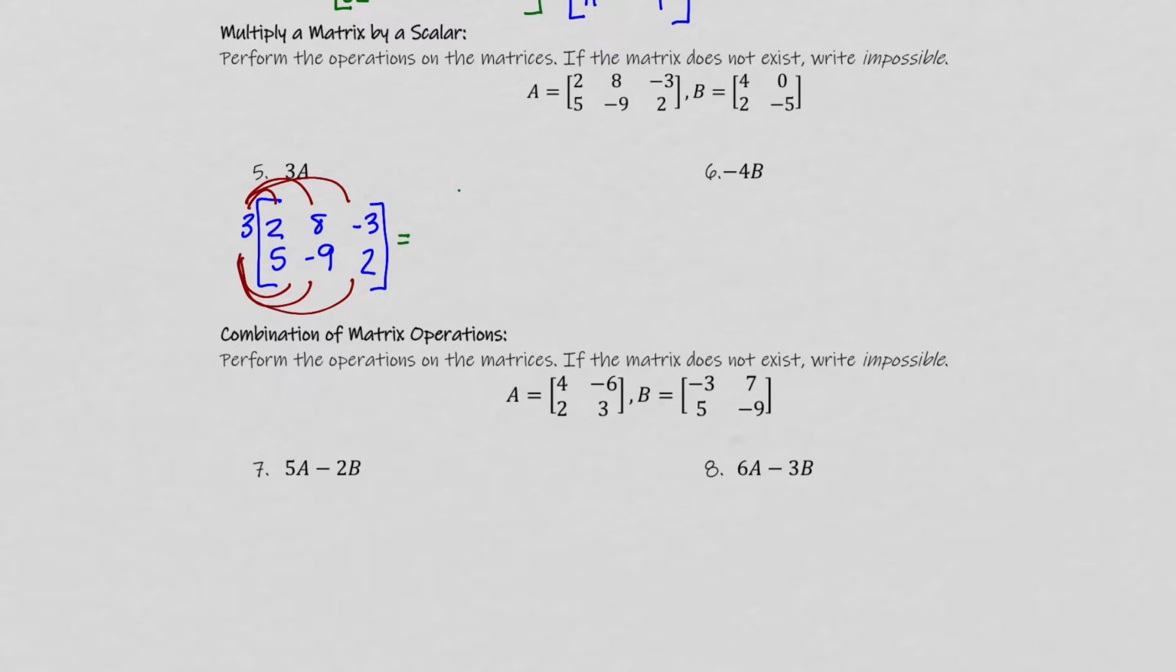All right? So when I get my new matrix, it should still be the same size as matrix A. So it should have the same dimensions. I'll end up with a 2 by 3 matrix. So I'm going to take 3 times 2, I get 6. 3 times 8 is 24. 3 times negative 3 is negative 9. So that's the first row. Second row, 3 times 5 is 15. 3 times negative 9 is negative 27. And 3 times 2 is 6. So here is the scalar multiplication of 3 times matrix A.